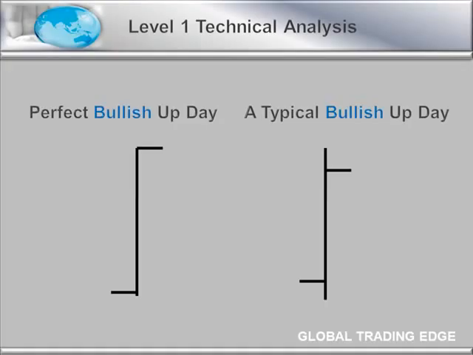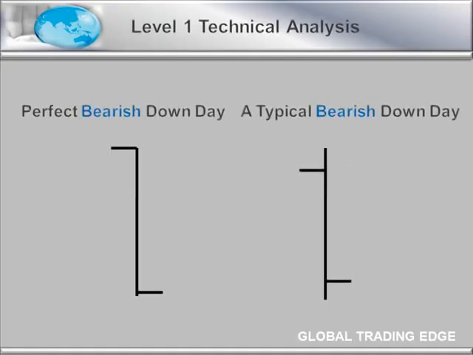If, for example, they opened and closed in the middle third, then it wouldn't be classed as a bullish day or a bearish day for that matter. We're about to get on to bearish days. The perfect bearish down day. You can see there it opened near its high and it's closed near its low. That's what we call the perfect bearish down day.